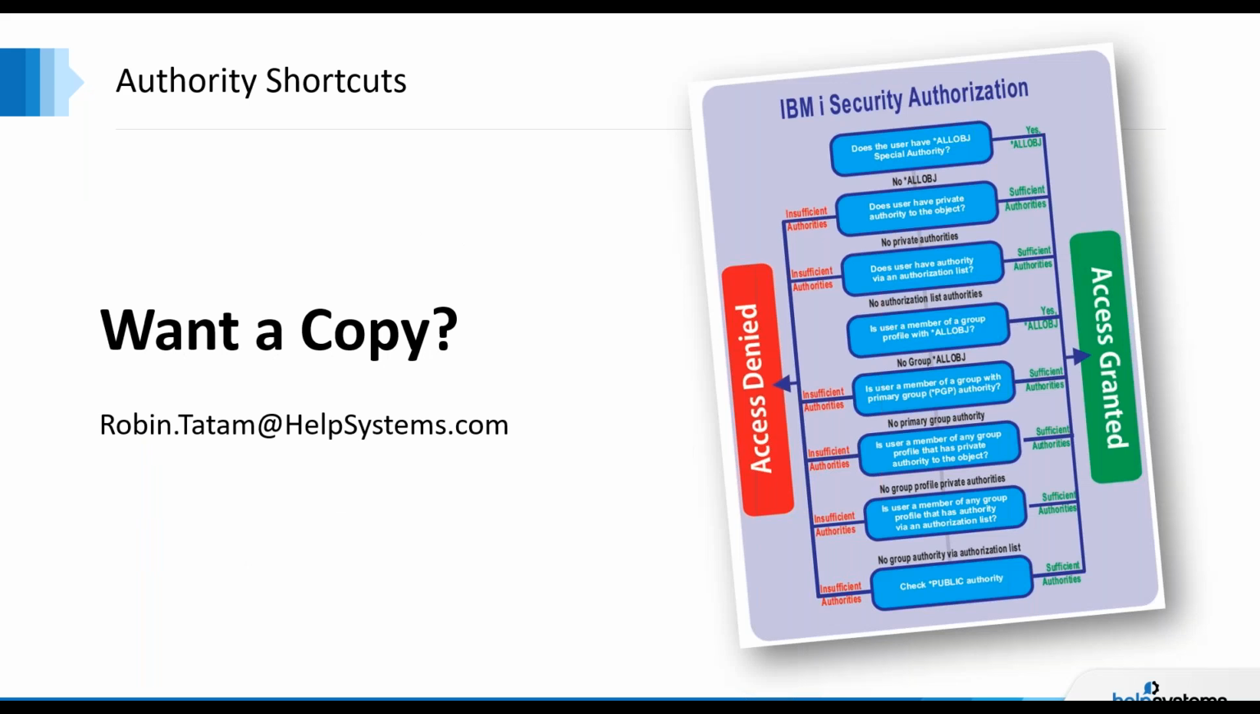Now, this authority algorithm is something that is published by IBM. You can find it in the security reference manual, and it does get somewhat complicated, but if we take out a lot of the noise and bring it down to its simplest terms, it's basically going to be as I just previously described. I did extract that information out of the security reference manual.